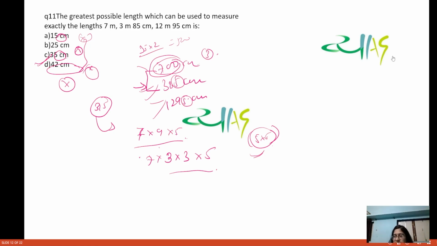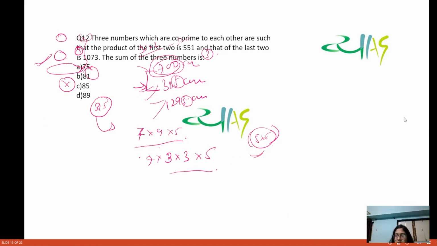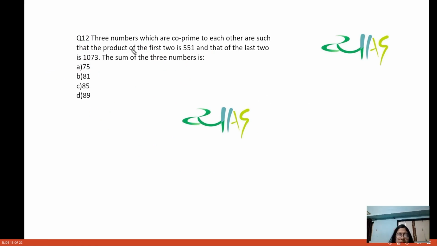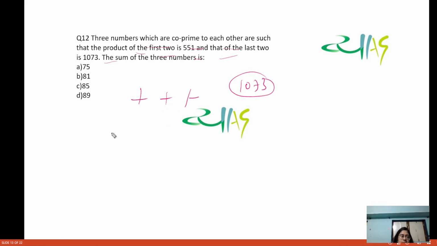So I hope everybody is clear with this concept. Now let's move forward. Now look at this question. You have three numbers. Guys, look at this question. It says three numbers which are co-prime to each other are such that the product of the first two is 551 and the last two is 1073. Okay, so you are given three co-prime numbers, meaning they have no common factor. So we have A, B and C, let's say, and A into B is 551 and B into C is 1073.